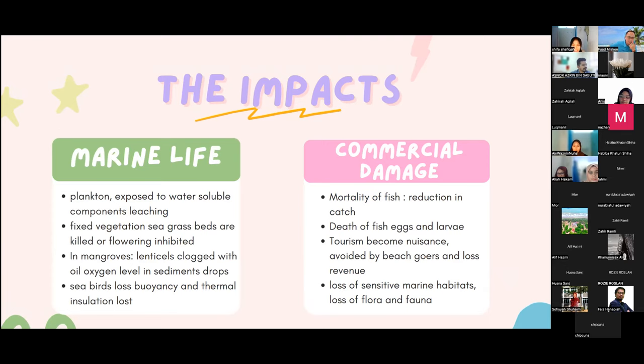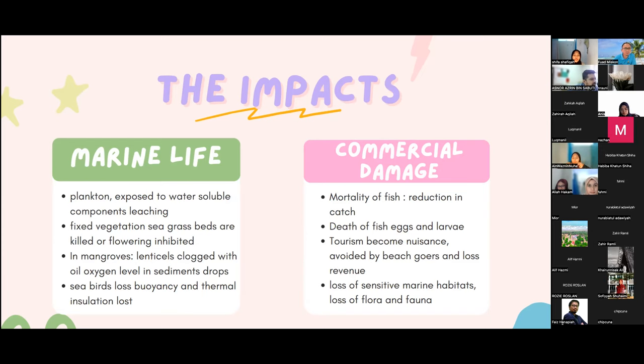Okay, first, the birds. The birds can lose the water repellency of their feathers, which causes thermal insulation loss. Without proper insulation, they can end up dying from hypothermia. And if they try to clean themselves, they might ingest some of that oil, so they will die. Okay, in mangroves, because oxygen enters a mangrove through lenticels, if the lenticels close, the oxygen level in the sediment will drop. Others, vegetation, pests are killed or already invaded, and plankton exposed to water soluble components, leaching.